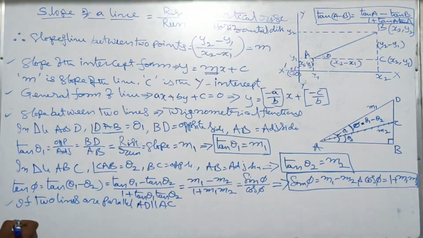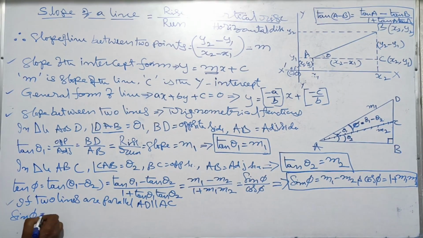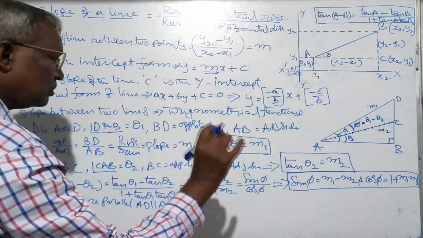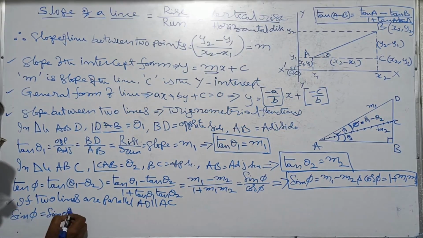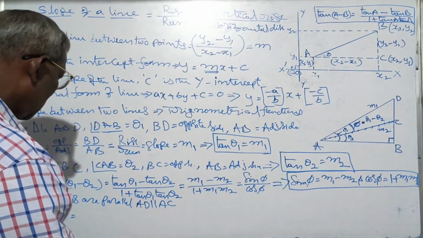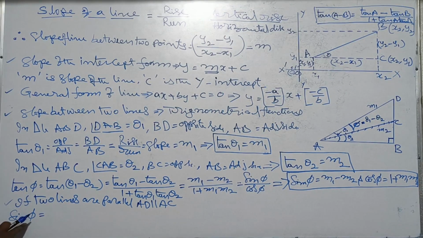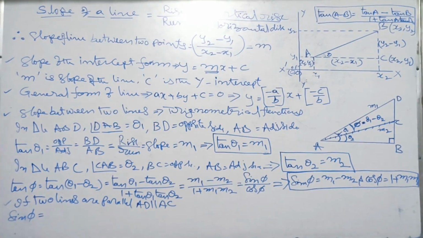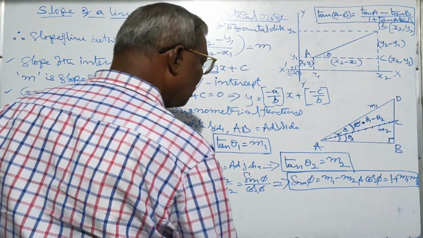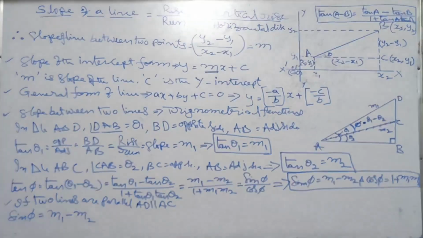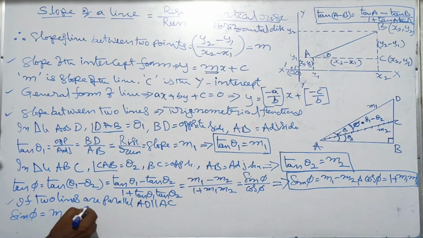Sin pi is equal to... pi will become 0, so this difference will become 0. So sin 0 is equal to 0. But here, sin pi is equal to m1 minus m2. So sin pi is equal to m1 minus m2.